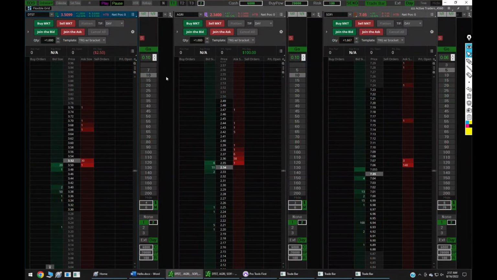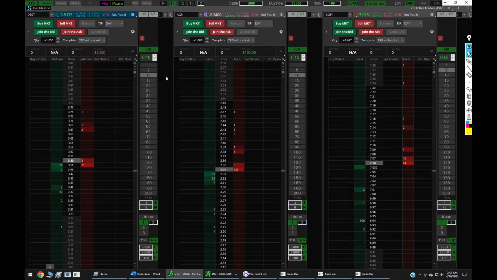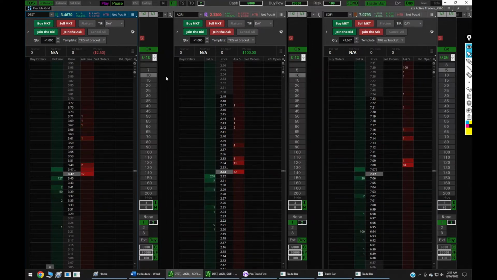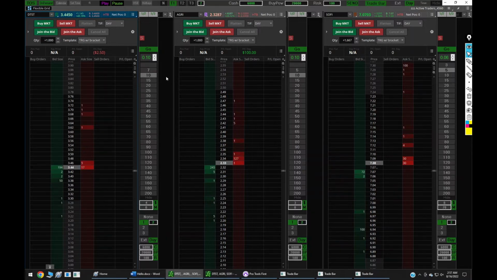I almost got back to green on that stock. Down 250 on DTST. Almost got back to green. I tried to sell when the bid popped up. Wasn't quite enough. It would just have made me happy to get back to green on it. But I wasn't going to hold it.